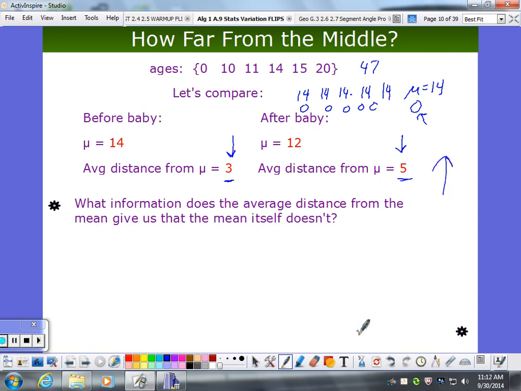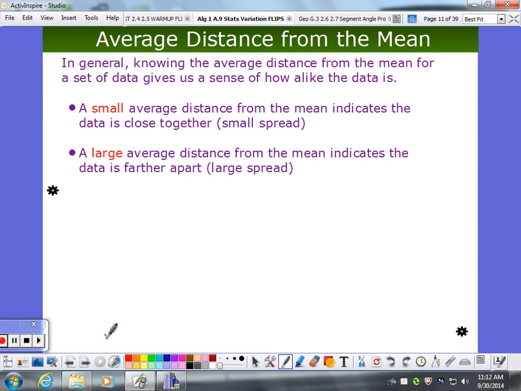So variability is all about how alike or how different the data is. These average distances from the mean tell us how alike, how far apart, or how different the data is. That's what these numbers are. I don't want to lose track of what they really are, because we're going to be doing calculations and this and that, and we forget what we're doing. We're looking for how alike and how different our data are. That's what we're basically doing with variability.